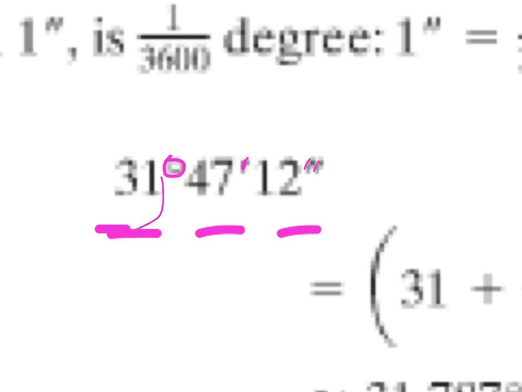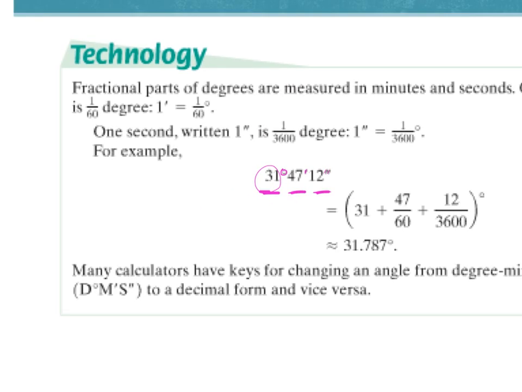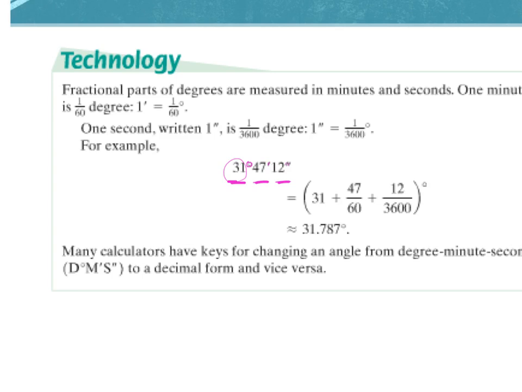Think about degree as being out of a circle, 360 degrees. In the minute section, there would be 60 minutes in the circle, just like there would be in an hour. And then seconds, there'd be 3,600, just like there'd be 3,600 seconds in an hour. So we're going to learn how to convert from one to the other.